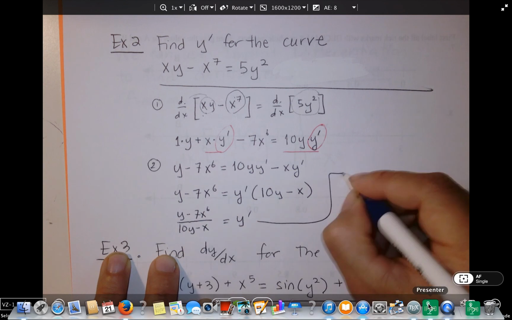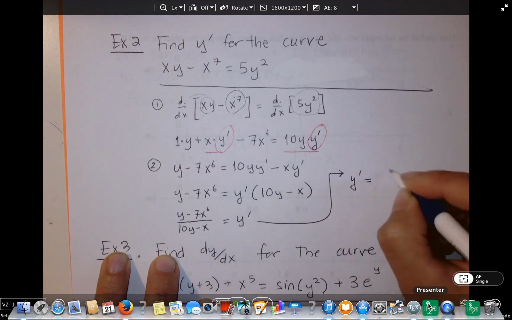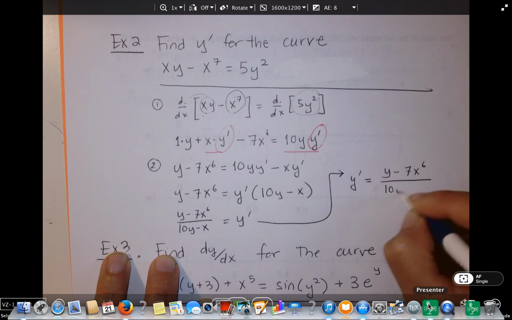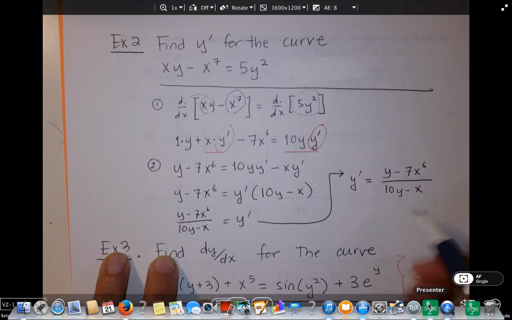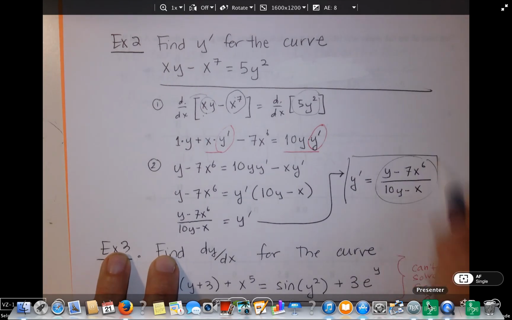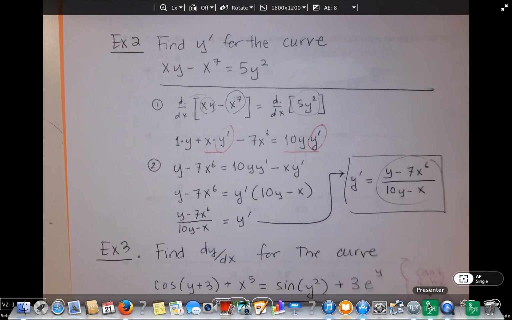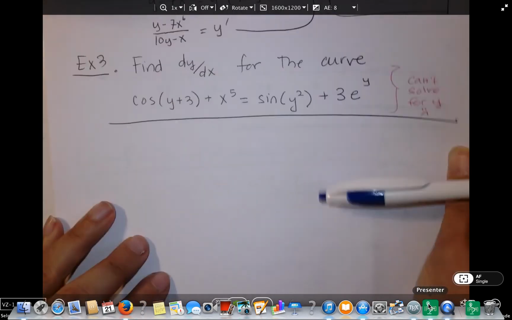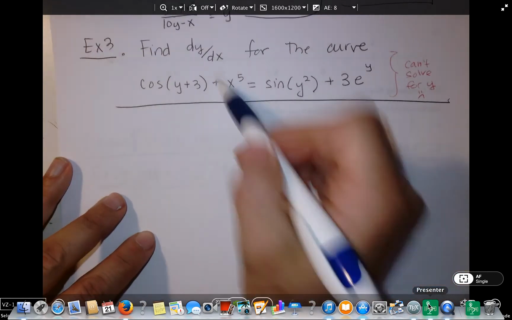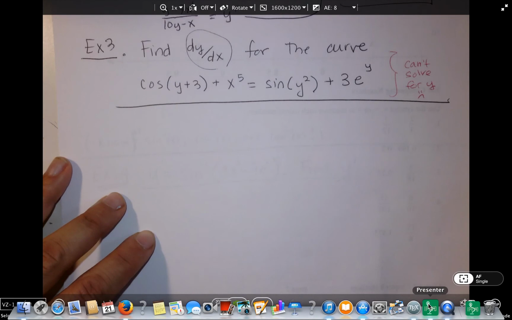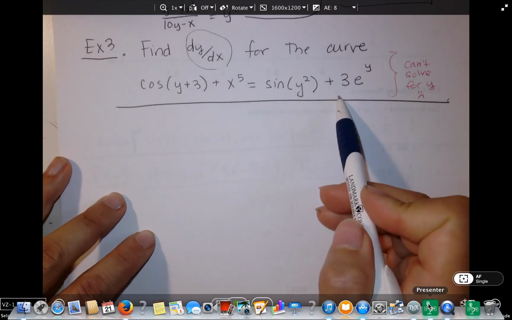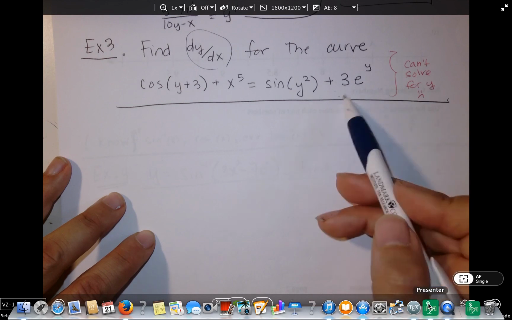So this implies that y prime is given by (y minus 7x to the 6th) over (10y minus x). So given any point on the graph, I can actually find the derivative using this formula. Last example, basic example, we're going to find the derivative of y with respect to x for this curve. Again, this is not a function, and you would have a really hard time trying to solve for y.